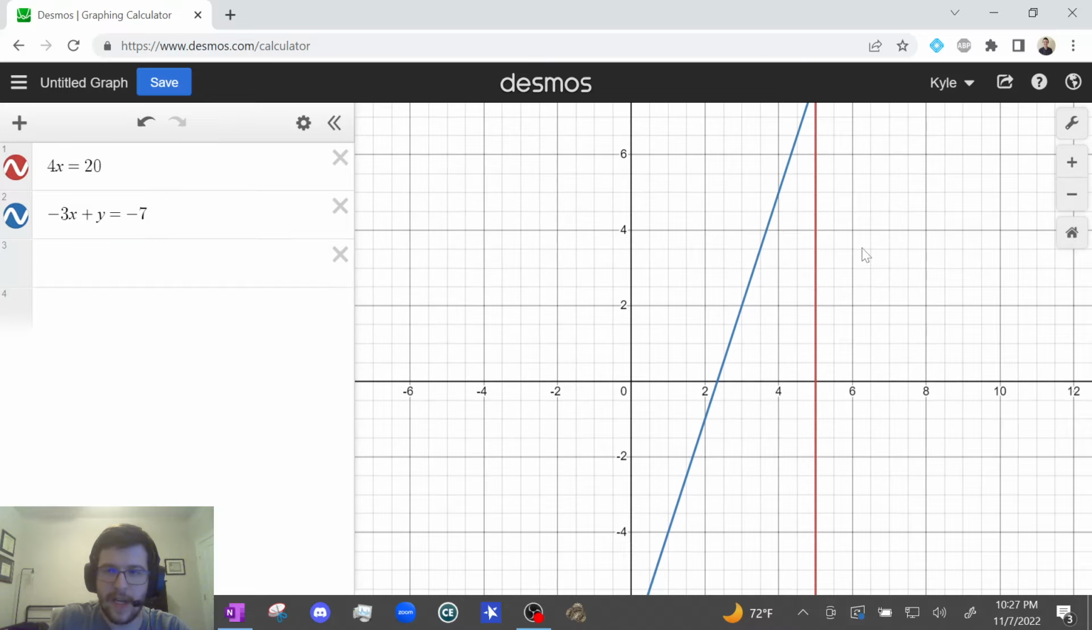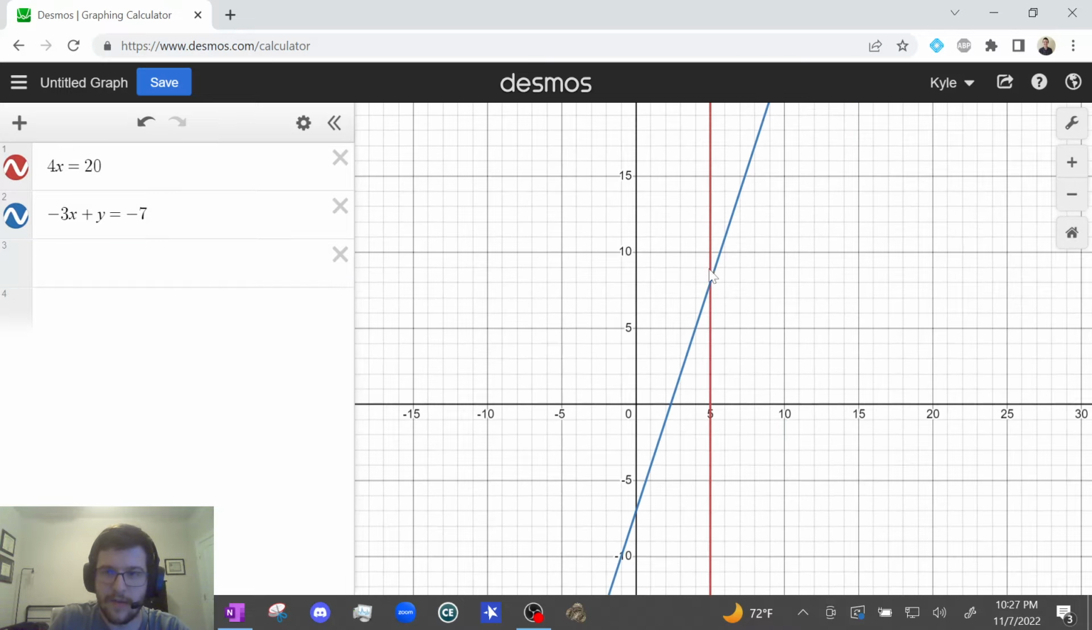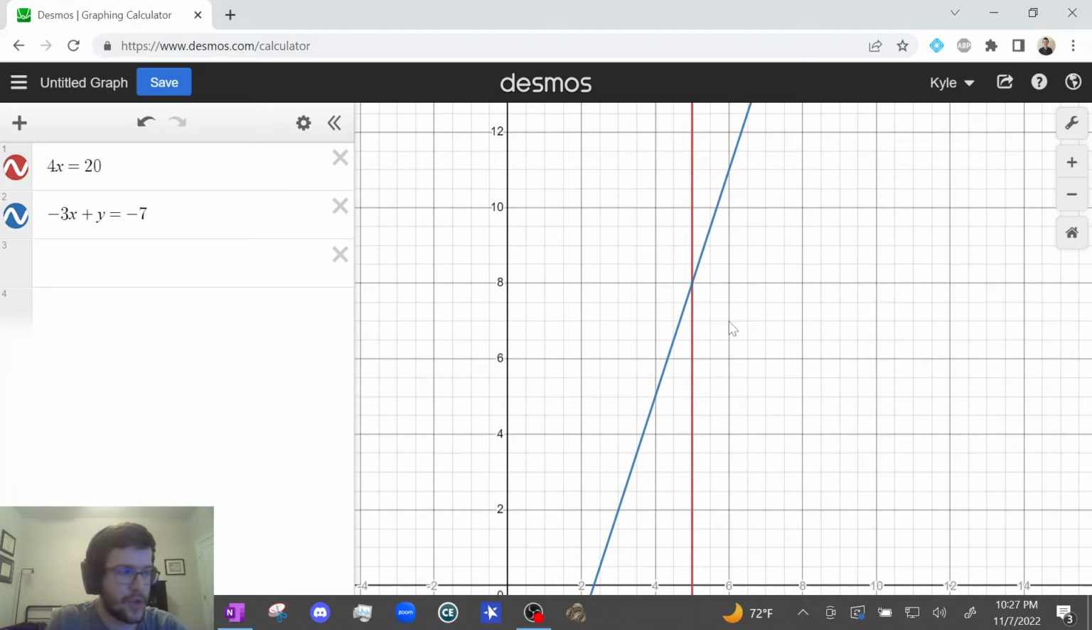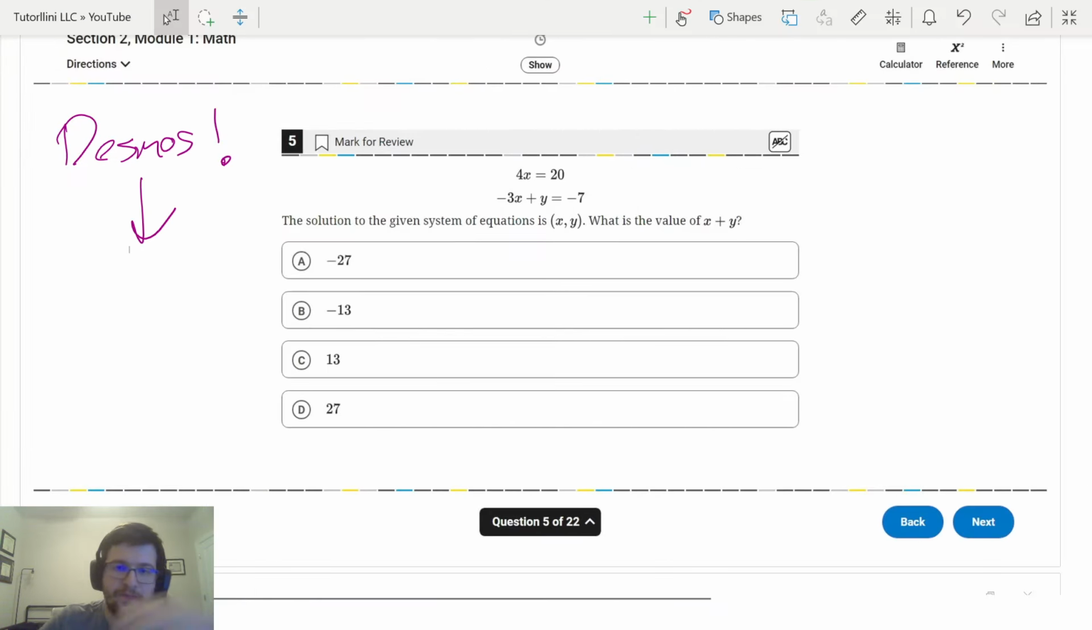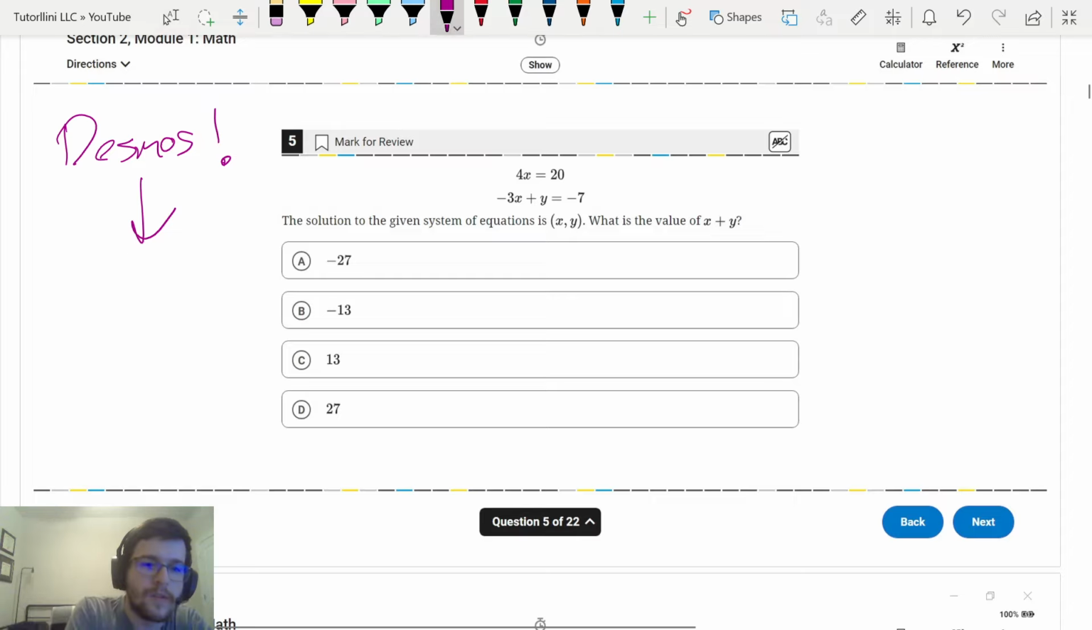And now, okay, I can't really see where it crosses. Let me zoom out. Oh, it's over there. Okay, so let me zoom in. And you should really bring a mouse to the test so that you could do this more easily. This is really hard to do on the trackpad. So I see it intersects here. I'm just going to click on it, and it tells me the point of intersection is 5, 8. So let me go back to my work and write that down. So 5, 8.